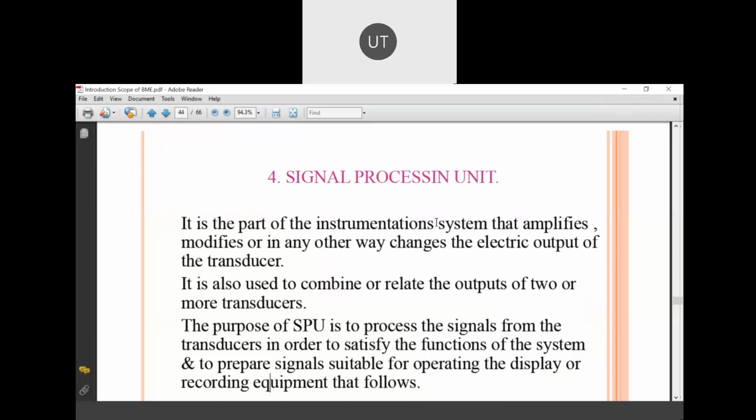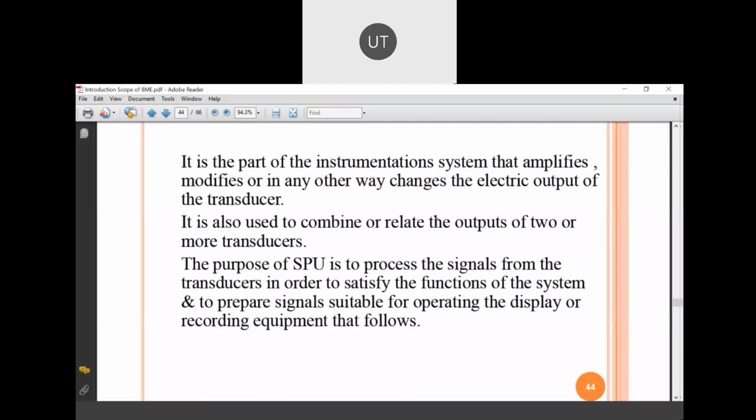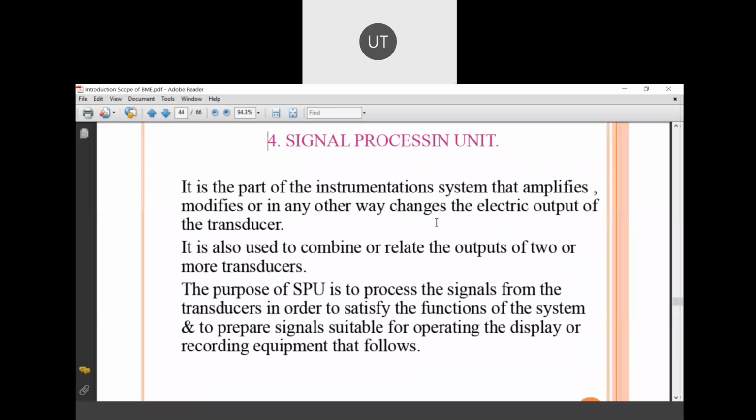Just as I told, once you measure the signals, you have to filter out the signal or you have to separate out the signals, in order to satisfy the functions of the specific signals or to prepare the signals suitable for operating the display or recording equipment that follows. Okay, so it is just a part of the DSP. Whatever signals are there, they are intermixed with each other. So you need to read the signal and find out what the signal is for the individual.